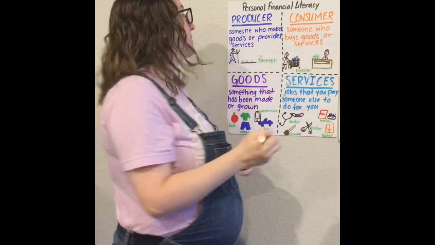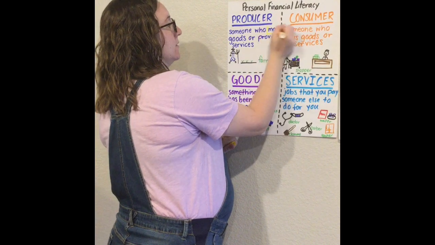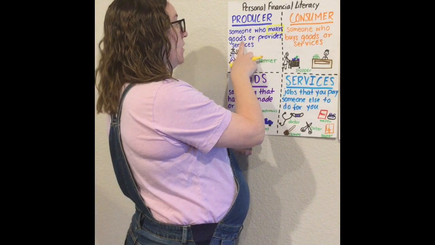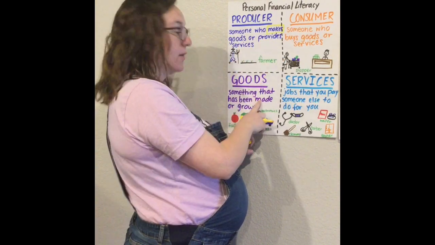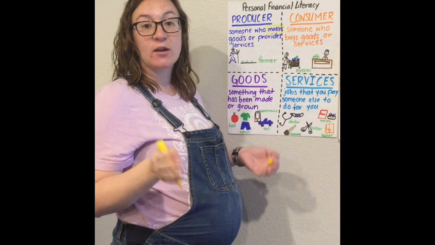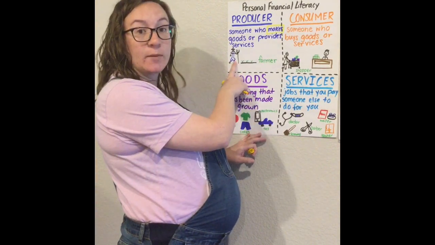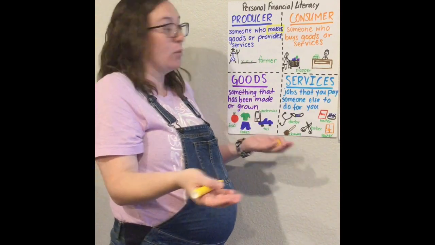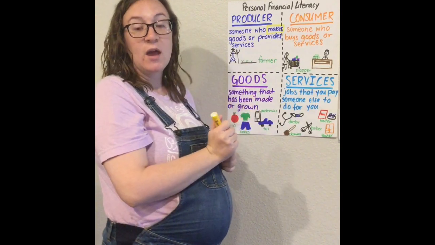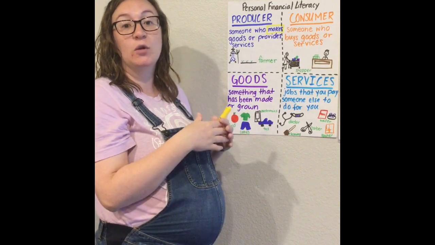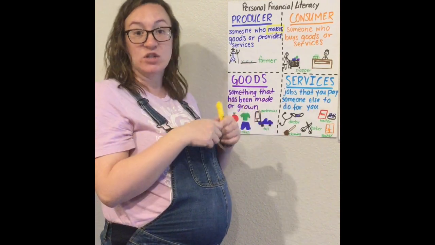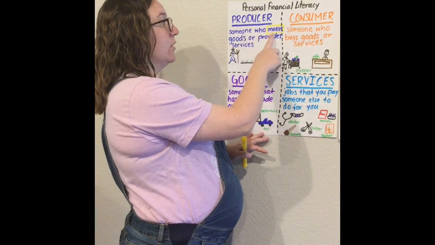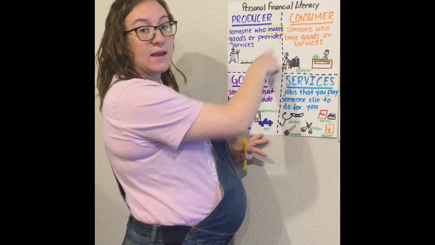A producer is someone who makes. The key word there is makes. They are making a good or providing a service. We'll talk about goods and services in just a second, but a good example of a producer is a farmer. He is making food in the ground to sell to other people. He's producing food. Another example of a producer is someone who is making clothes, a seamstress who stitches clothes together. She is making something. So the producer keyword here is makes, someone who makes a good or service.